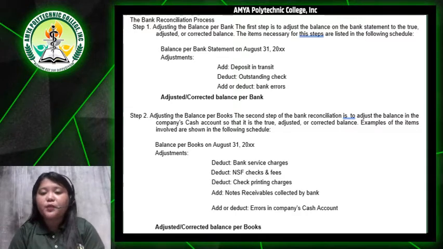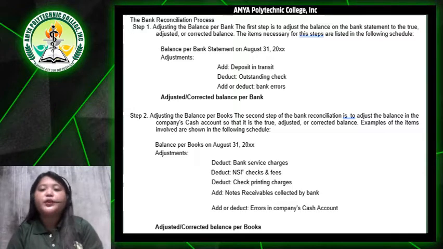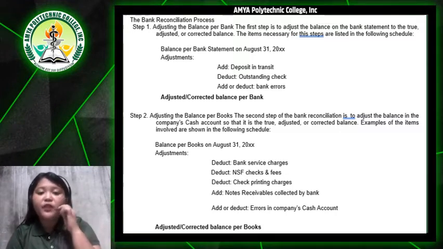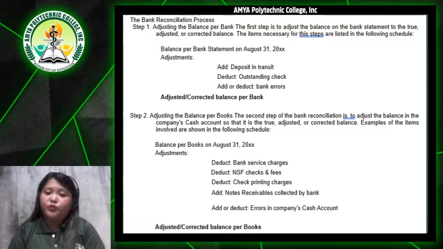The second step of the bank reconciliation is to adjust the balance in the company's cash account so that it is the true, adjusted, or corrected balance. Examples of the items involved are shown in the following schedules.